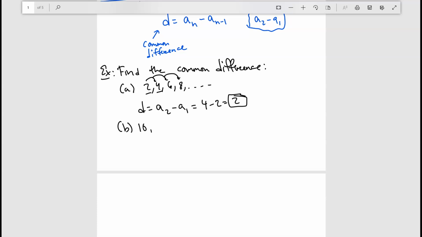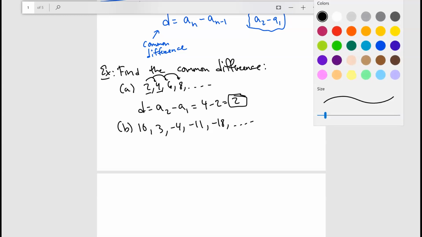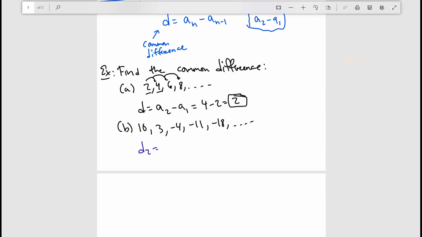Now can you try to figure out what this one is? 10, 3, negative 4, negative 11, negative 18. So what do you think this one is? Well, let's take the first term and subtract it from the second term. So the second term is 3 minus the first term, which is 10. It's going to give us negative 7. So that means I'm adding negative 7 to each of the terms. Or you can subtract 7 from each of them, and you'll see that this is actually the common difference.